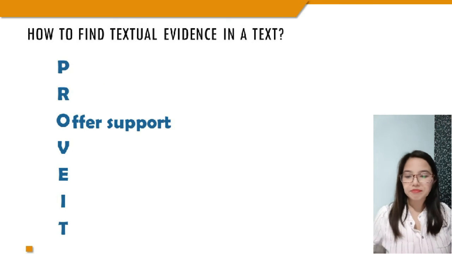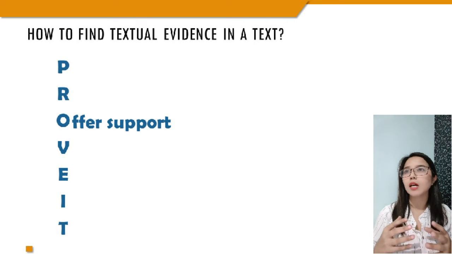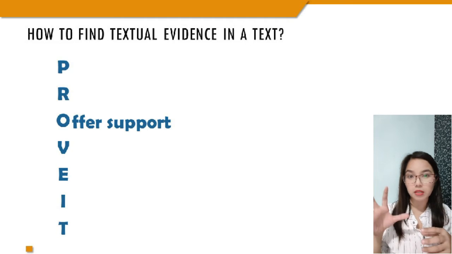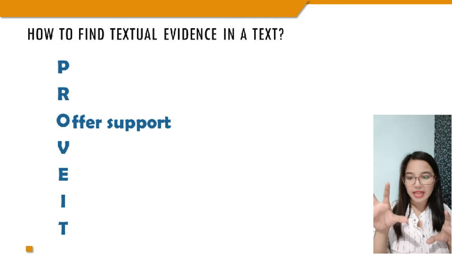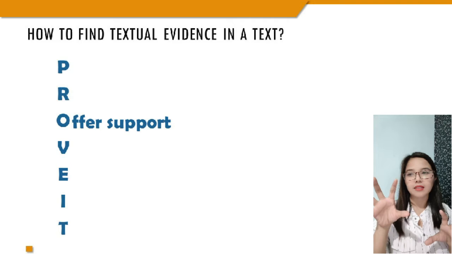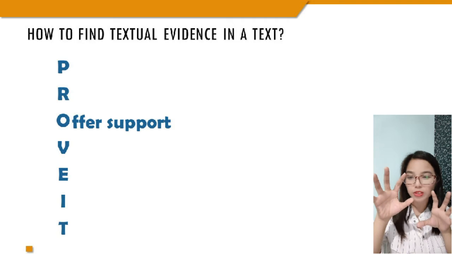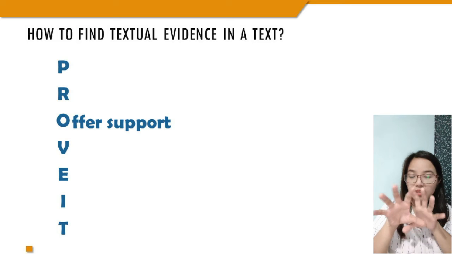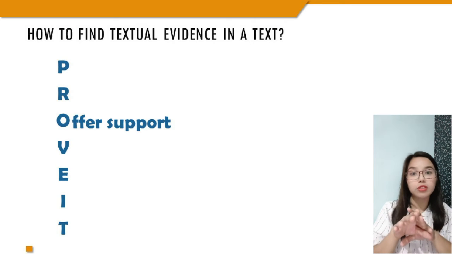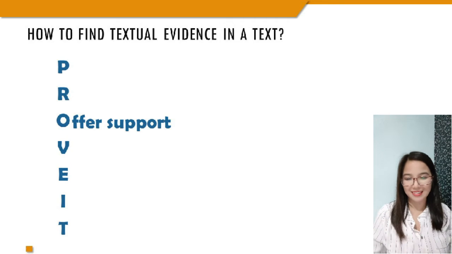Of course, if the writer provided or offered support, meaning there has to be a connection between the claim and the evidences. And a good writer knows that he or she cannot just put these two in the text. The writer should know how to connect these two, to offer support in connecting these two so that it will be easier for the readers to make the connection. So the writer has to make the connection. It has to be very obvious.